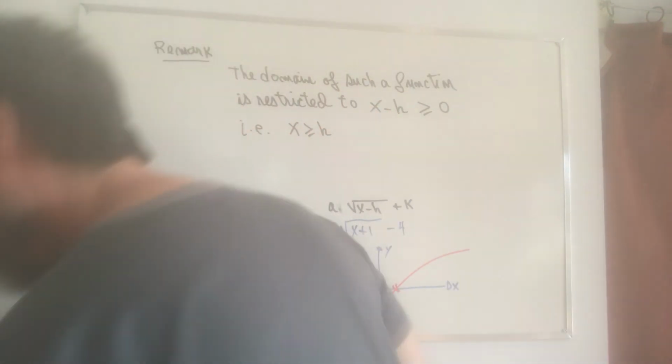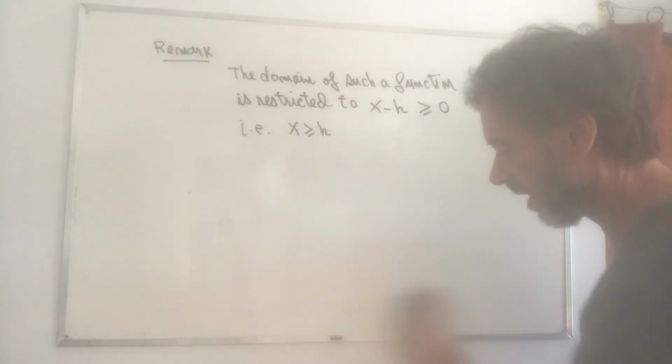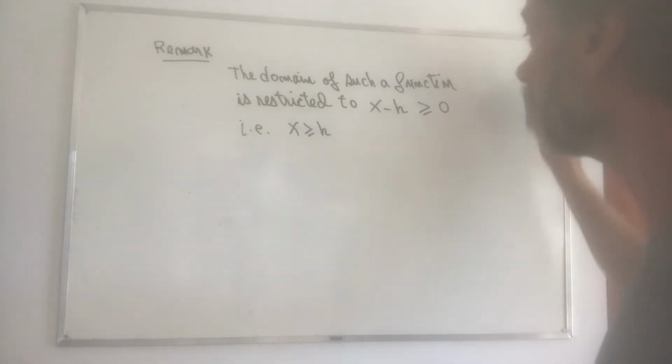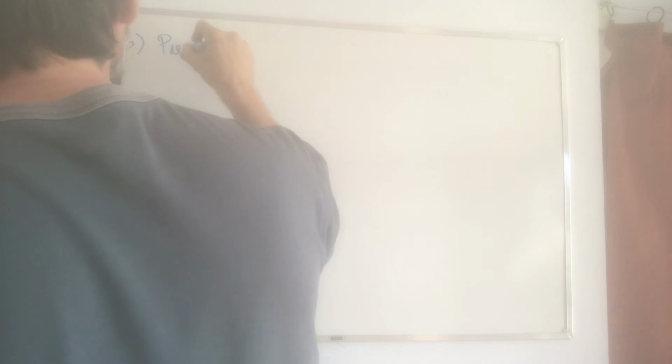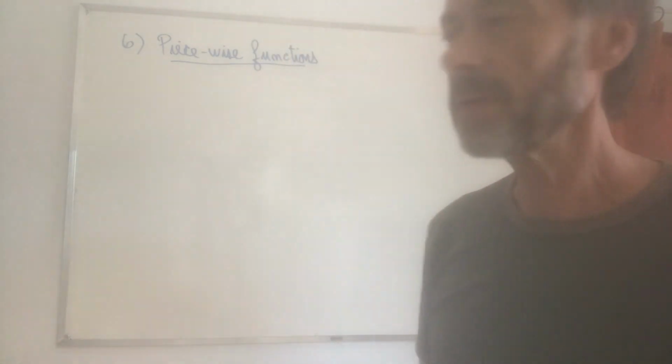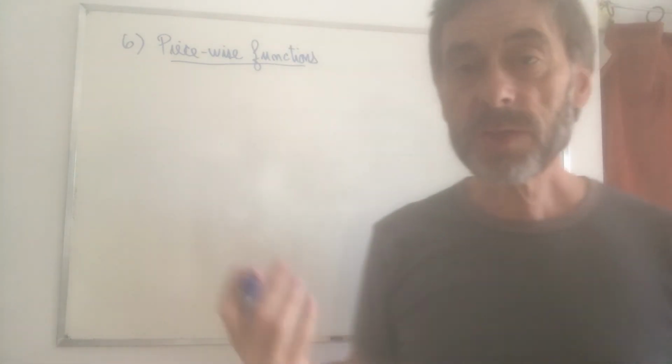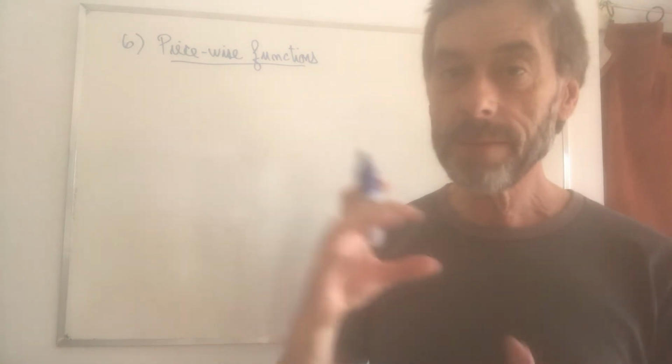All right. Let us see if we can cover the last type of graph that we are going to encounter in Cal 1. Okay, so 6. These are called piecewise functions. What is a piecewise function? It's probably something you've seen in high school. Piecewise means that the function is defined by pieces.